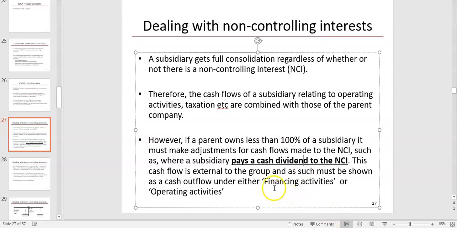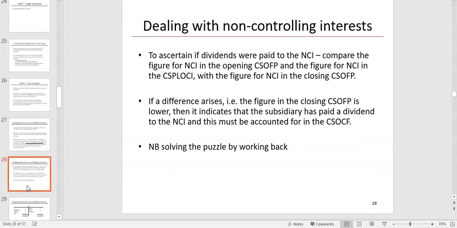And if there was, there's a choice. Usually we put it into financing activities. You could, if you wanted to, put it into operating activities as well. It's just to be consistent year on year. So what we're going to do is figure out what dividends are paid to the NCI.